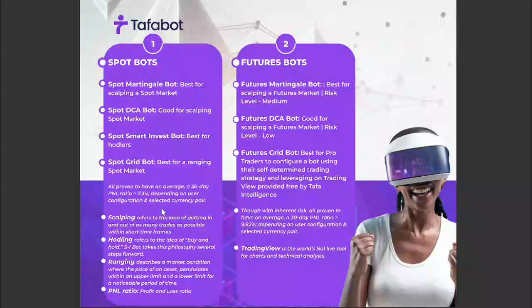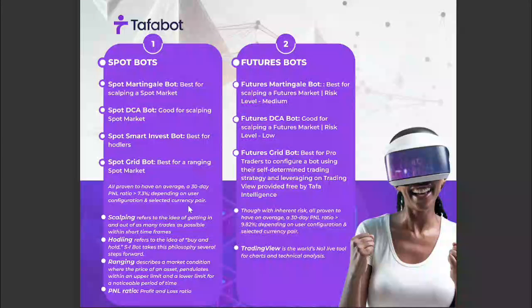2% every day or you get 10% every day. There's something we call P&L, which is the profit and loss ratio. On Tafabot, what they are saying is that all these bots have proven an average 30-day P&L ratio of 7.3%. And this depends on user configuration or the selected currency pair. Remember that all these bots went through 3 different series of beta testing over a period of 2 years. So if they tell you that you can get a P&L of about 7.3%, you should know that that is true because they've done beta testing and it has been proven. So that is what they are telling you.